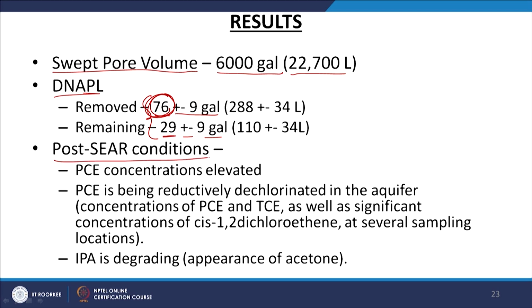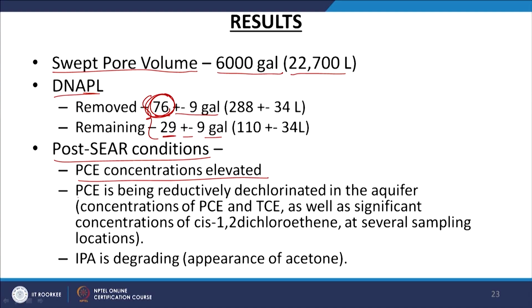So again, what were the post-treatment conditions? They say that concentrations were elevated, or rebounded, typically because you have contaminant in different areas, right, because the relevant people only trialed it at a particular location, right.